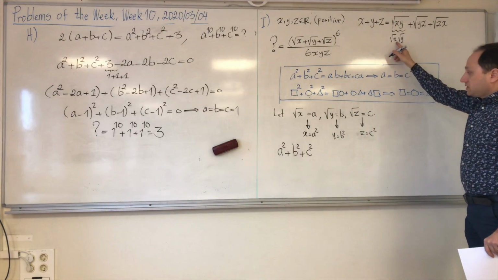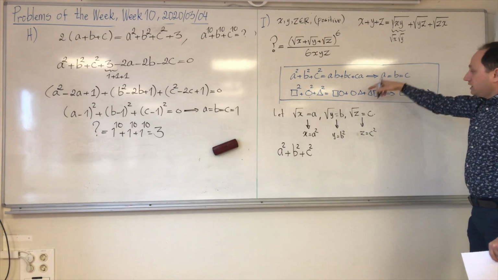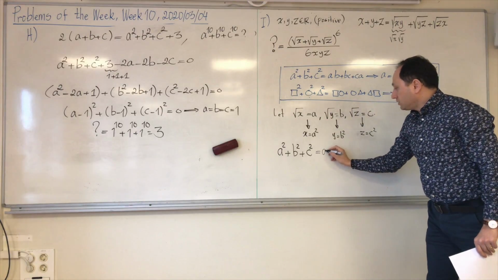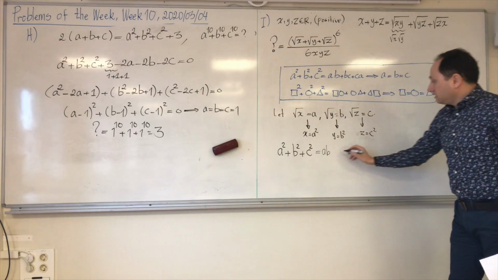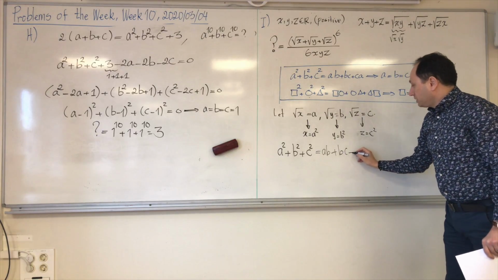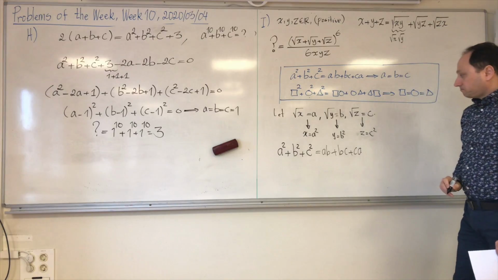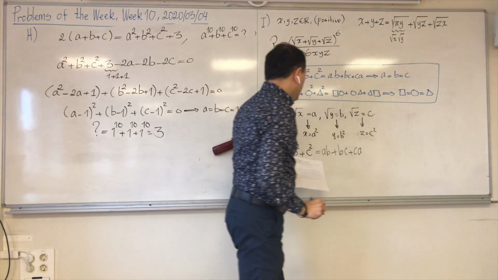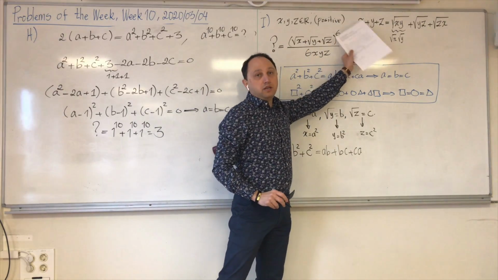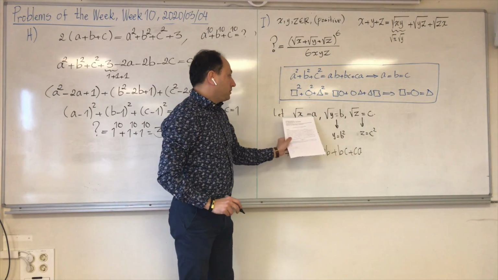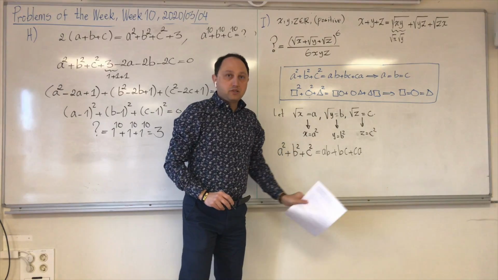The square root of x is a, the square root of y is b. So then it becomes a times b. Similarly, this becomes b times c, and the other one becomes c times a. Okay, so this is the new way of writing the same expression, but in terms of my new variables a, b, and c.